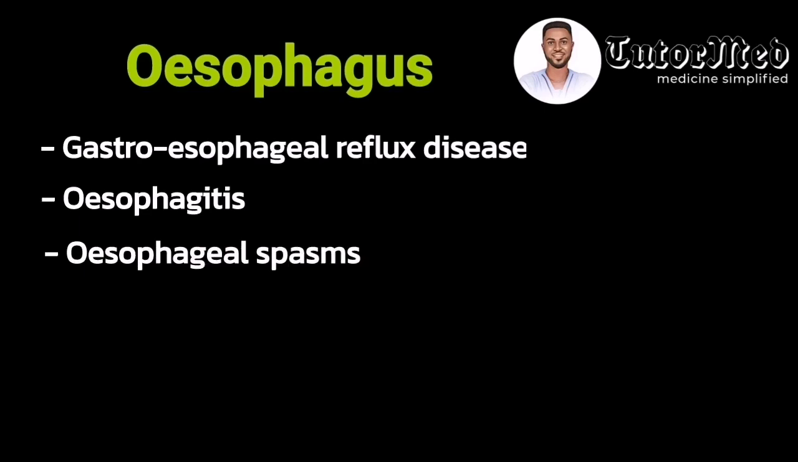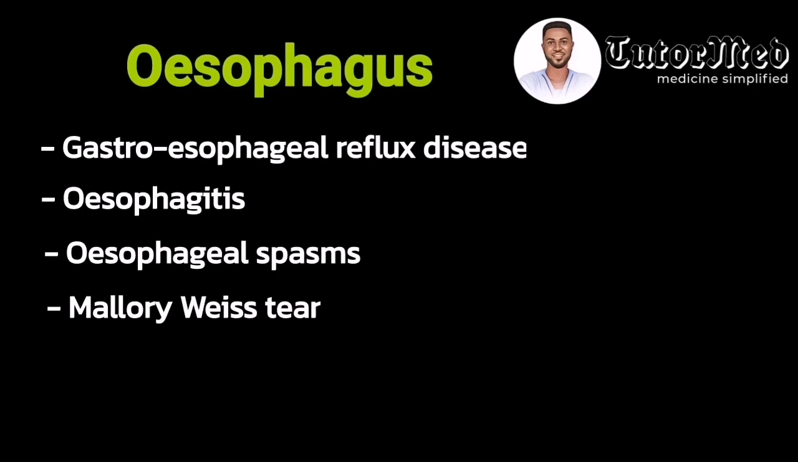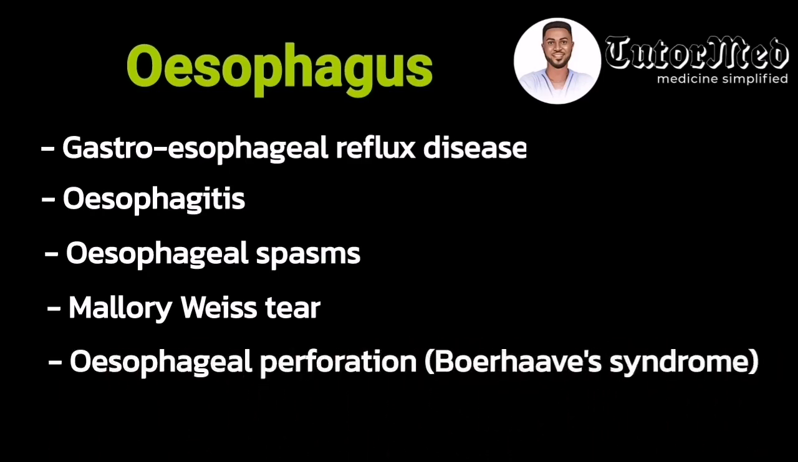Also, we have Mallory-Weiss tear, which is a longitudinal mucosal laceration in the distal esophagus and sometimes the proximal stomach, usually associated with forceful vomiting or retching. And then it can also result from esophageal perforation, also known as Boerhaave's syndrome.